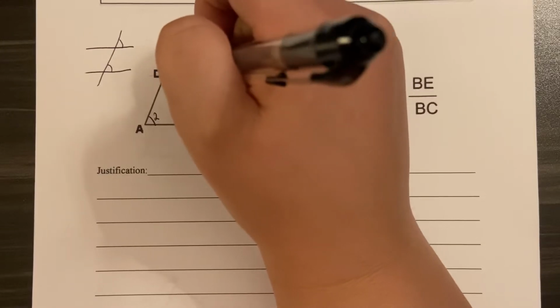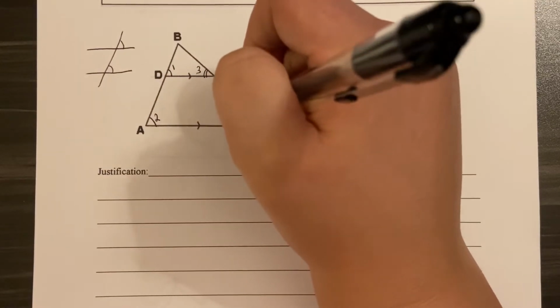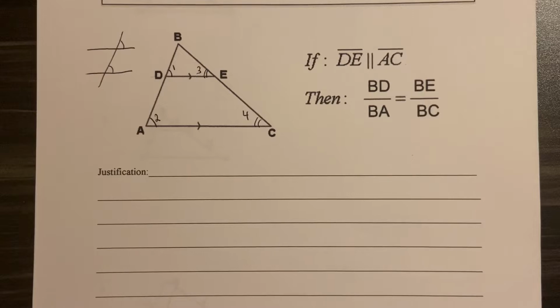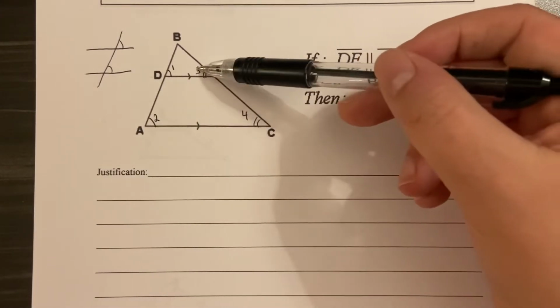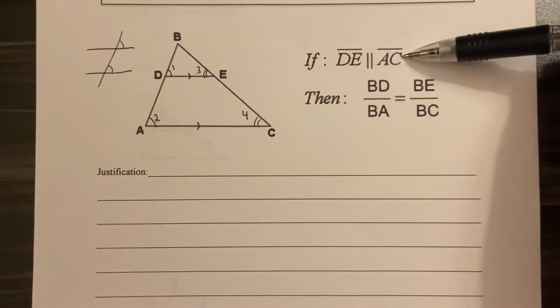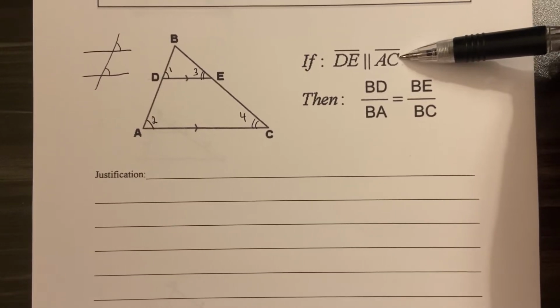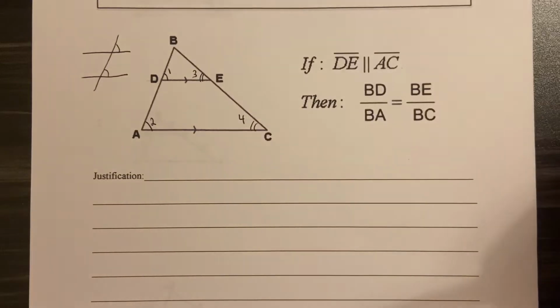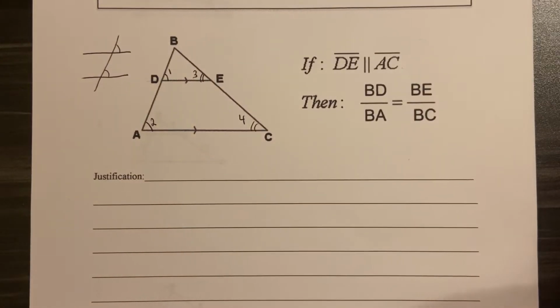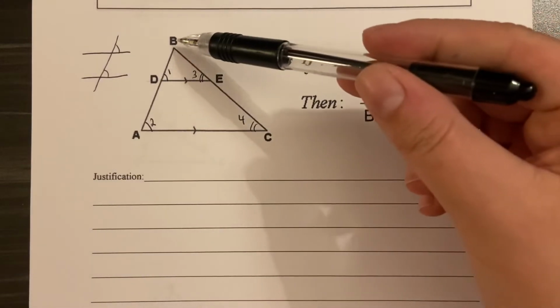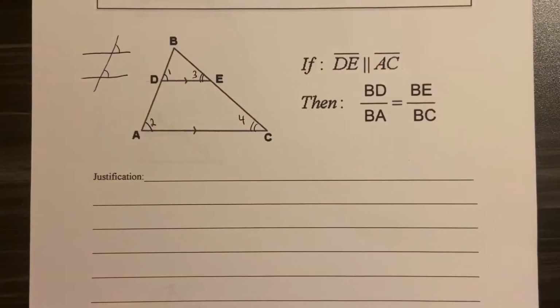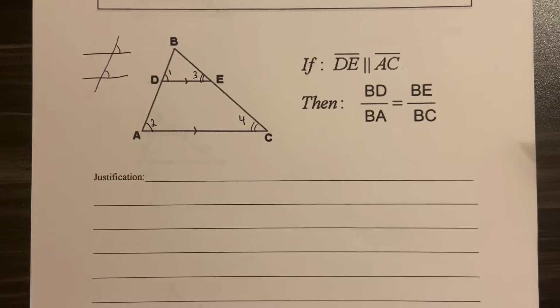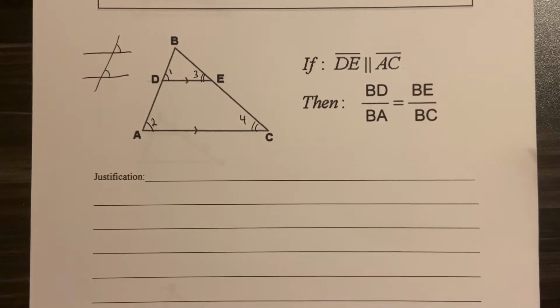Then I would have angle 3 being congruent to angle 4 in the same way. So because angle 1 and 2 are congruent, and angle 3 and 4 are congruent, because when parallel lines are cut by a transversal, corresponding angles are congruent, this small triangle BDE is actually similar to the big triangle BAC by angle. And therefore, if two triangles are similar, we know that corresponding sides are going to end up being in proportion.